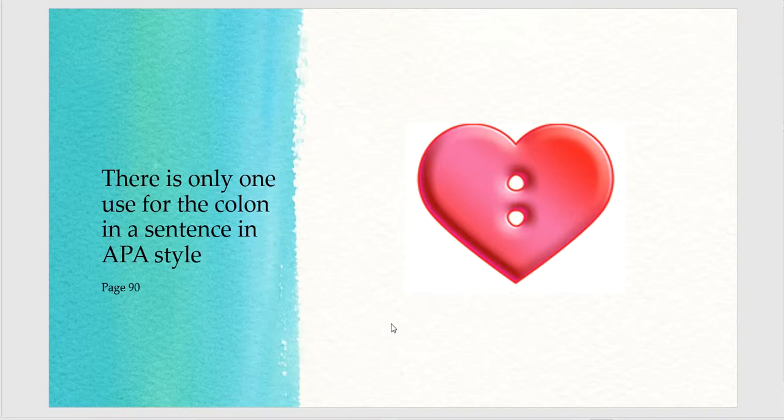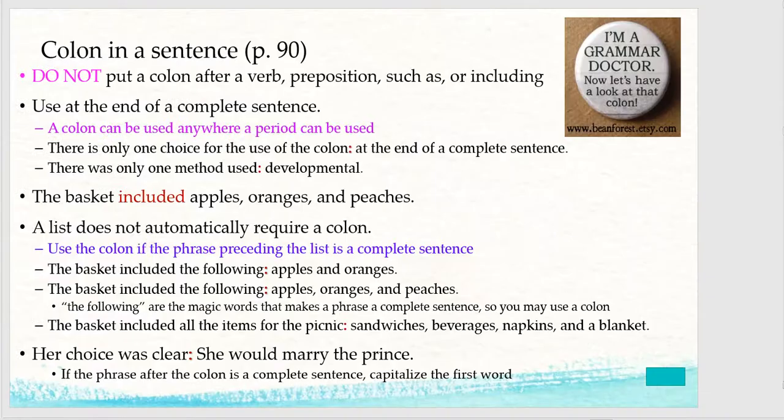So in APA style, there's only one use for the colon, which is at the end of a complete sentence. So you cannot put a colon after a verb or preposition such as or including. It cannot be put in the middle of a sentence. It can only be used at the end of a complete sentence. So a colon can be used anywhere a period can be used.